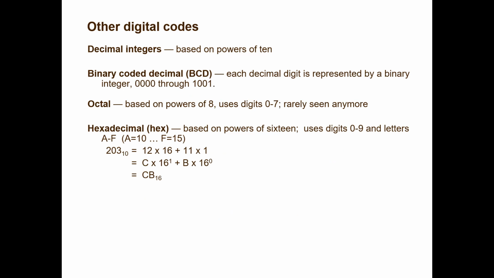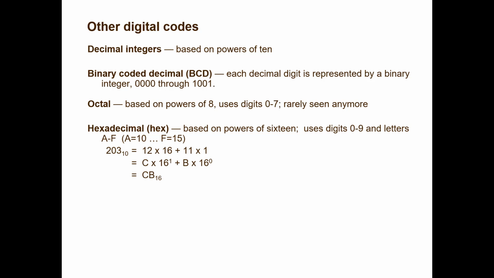Now, binary is not the only digital code out there. There's actually a few others that are commonly used. You're all familiar with decimal integers. Binary coded decimal is a code in which 4 bits represent a single decimal digit. And this is used in displays where you need some dedicated bits for each individual display. Octal, which is based on powers of 8, is rarely used anymore, but what you really see more commonly is hexadecimal.